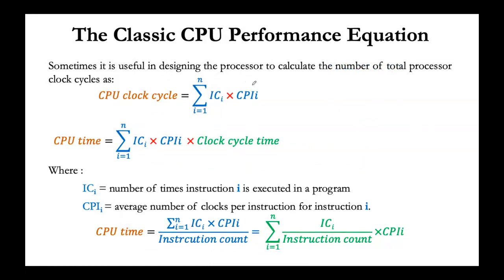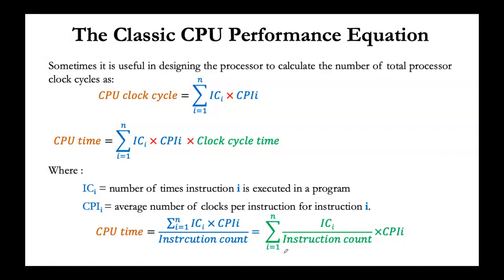Sometimes, in designing the processor, it is useful to calculate the total number of processor clock cycles required. The CPU clock cycles are evaluated as the sum over instruction classes of the number of instructions of class I multiplied by the clocks per instruction of that class. Here IC means the number of times instruction I is executed in a program, and CPI means the average number of clocks per instruction for instruction I.